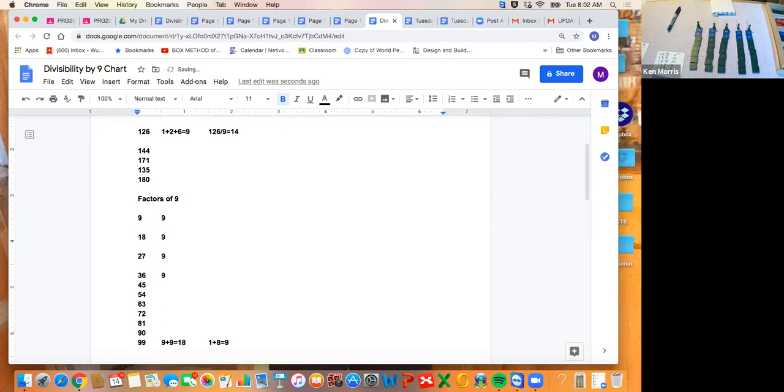So my rule is, if the sum of the digits of a number equals 9, the number is divisible by 9. There's my rule.